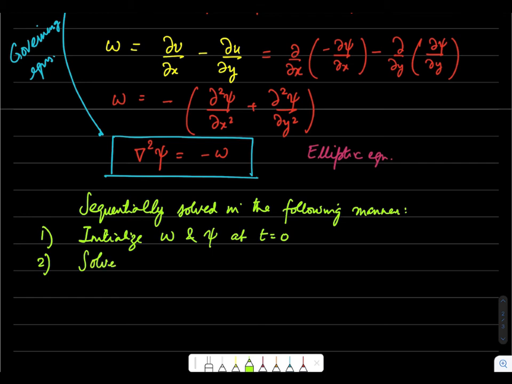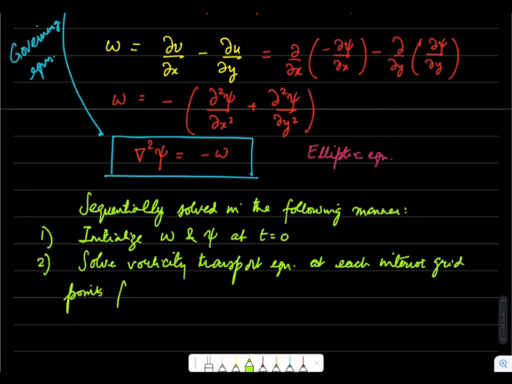Now we can solve the vorticity transport equation, but at interior grid points only. This will be for time step which is, let's say, n plus 1 delta t. So I would denote that as n plus 1 step using the usual terminology that we've been following.